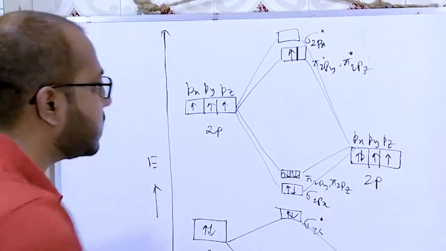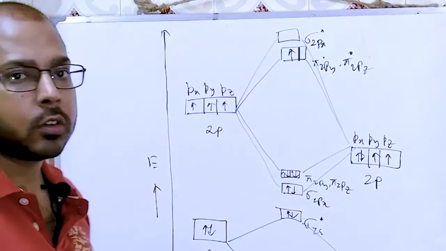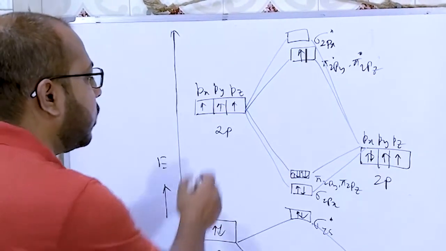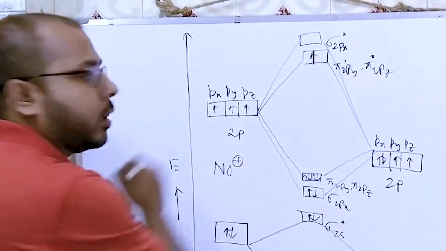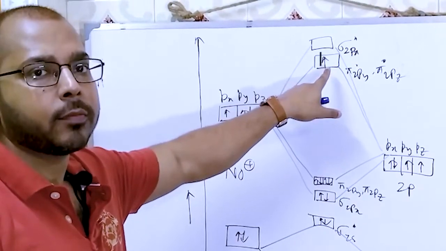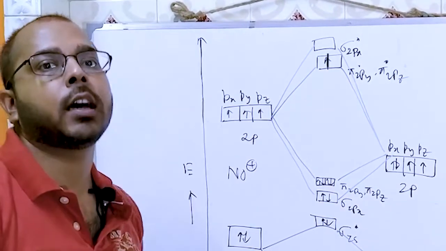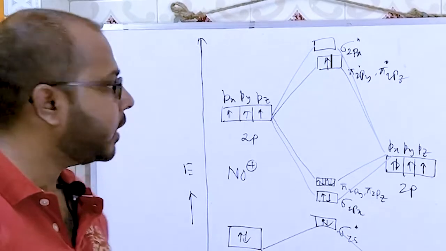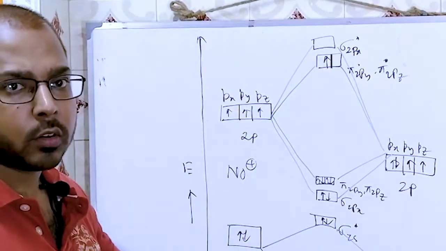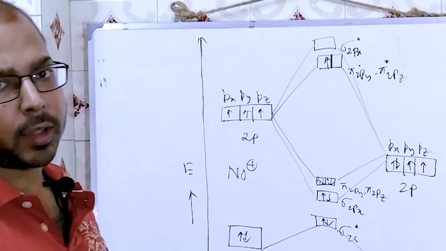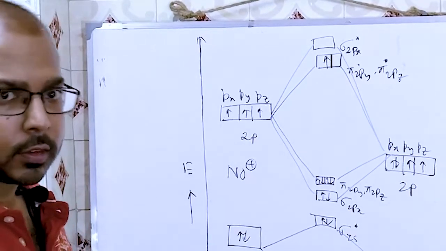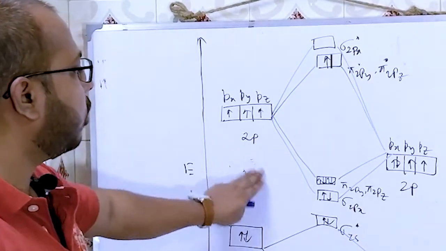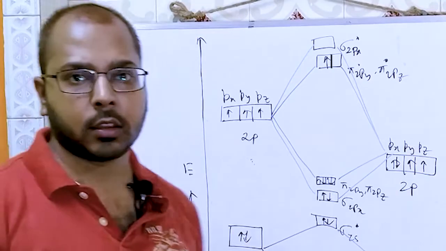NO plus, this is NO. NO plus को हटा दो, तो यहाँ पर क्या होगा? NO plus के लिए ये इलेक्ट्रॉन नहीं रहेगा और तब वो जाके हो जाएगा डायमैग्नेटिक इन नेचर. But normal NO, it is paramagnetic in nature. Got it? You will get the bond order easily, so I am not showing.